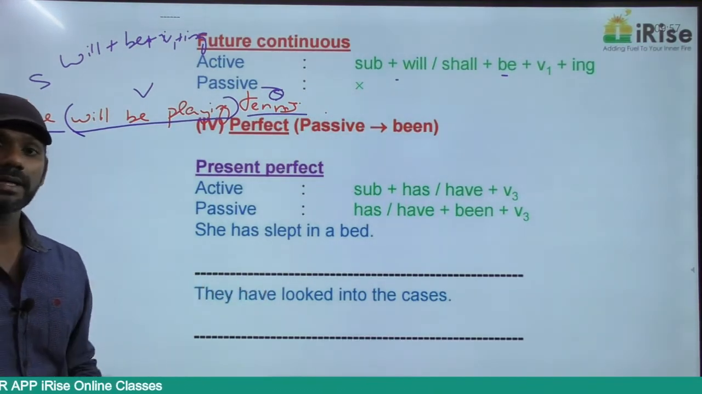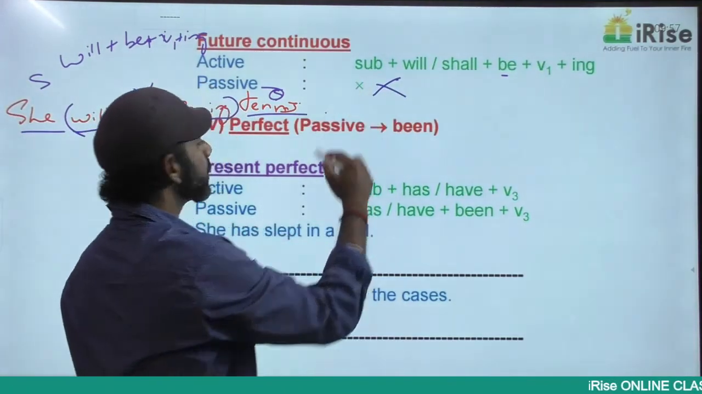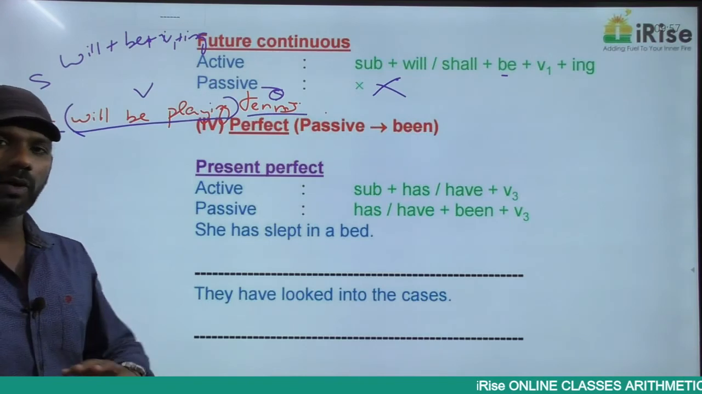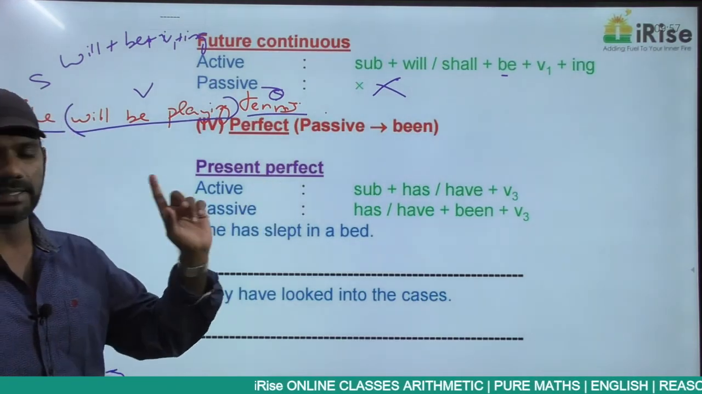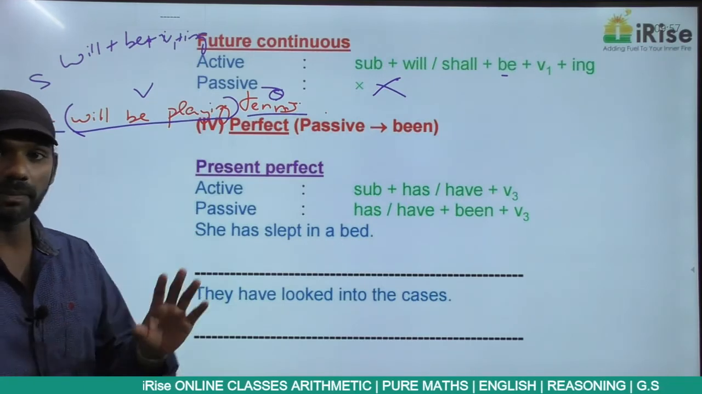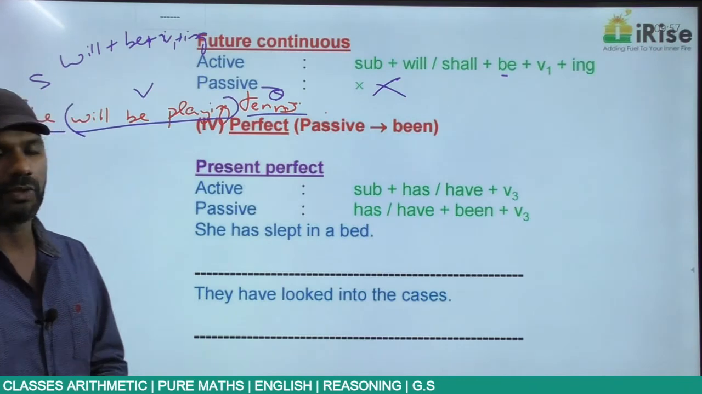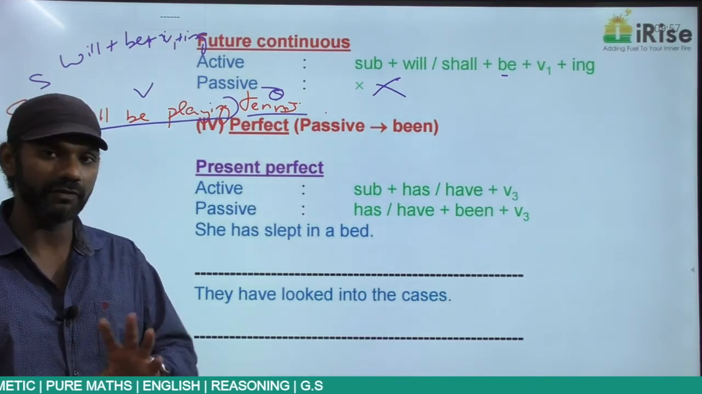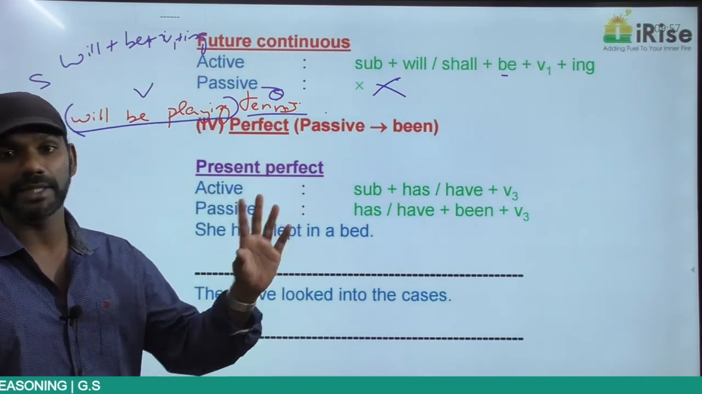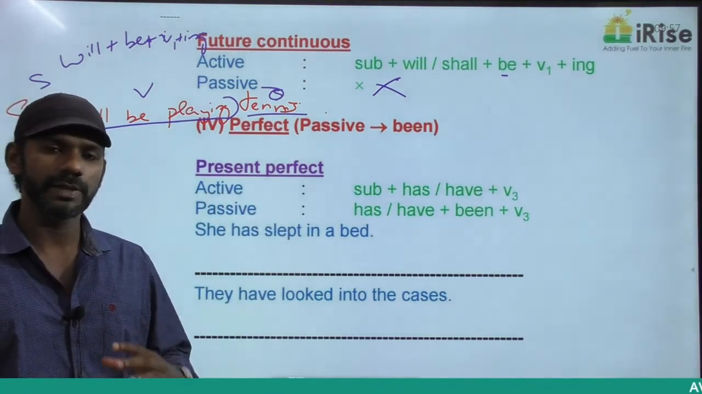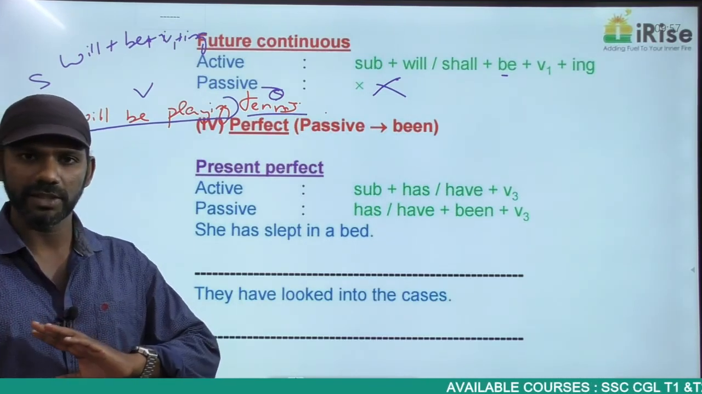A future continuous sentence cannot be converted into passive voice. There is no passive voice for future continuous. She will be playing tennis: this sentence cannot be converted into passive voice. That means in the case of voice, you will not come across any question in the future continuous tense, because a future continuous sentence cannot be converted into passive voice. There's no passive voice of future continuous.